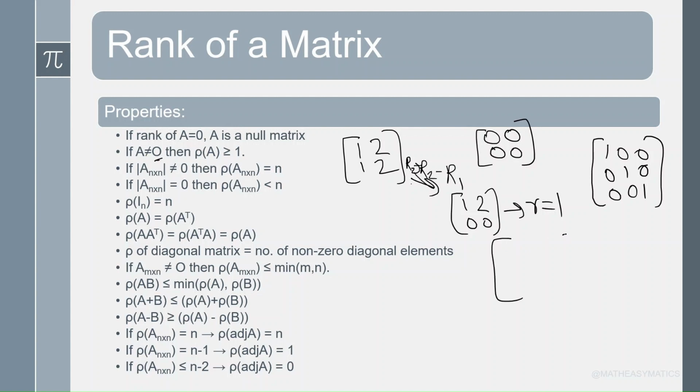Next, rank of diagonal matrix equals number of non-zero diagonal elements. Let's take a diagonal matrix. Let's say here it is 1, 2, 3. In a diagonal matrix, only diagonal elements are 0 or non-zero. Every other element except the diagonal is 0. So here in this 3 by 3 matrix we can see non-zero diagonal elements are 3. So rank of matrix will be 3.